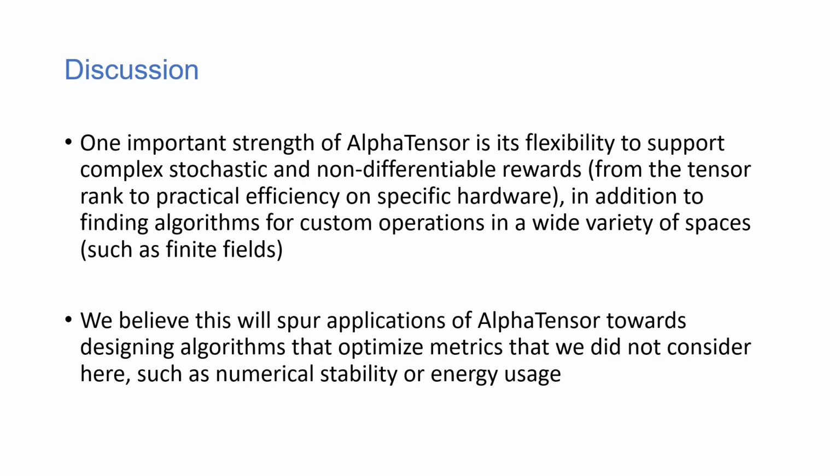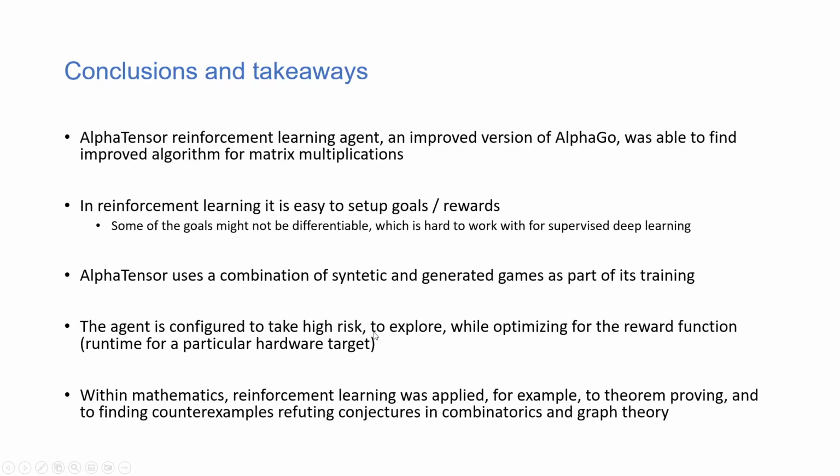And AlphaTensor has the flexibility to support complex stochastic and non-differentiable rewards, something that you cannot do in classic supervised deep learning. So you can apply it to other problems such as finite fields that I briefly mentioned. And there you can also easily add other metrics to the reward function, like numerical stability or energy usage.